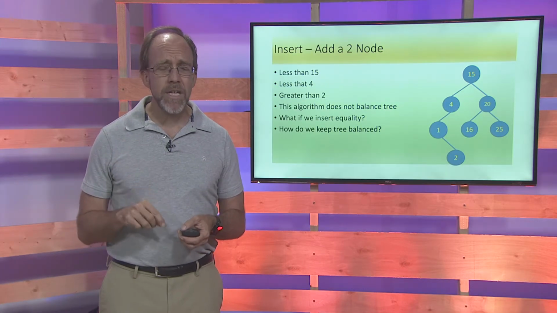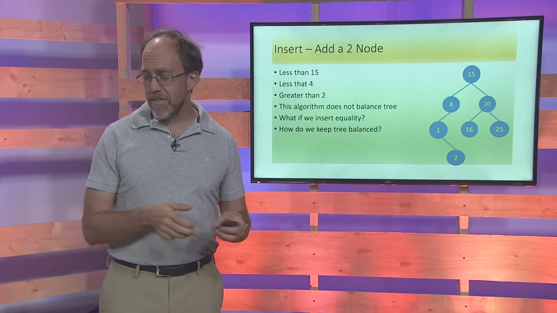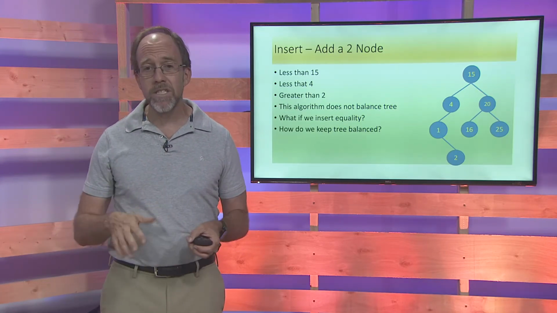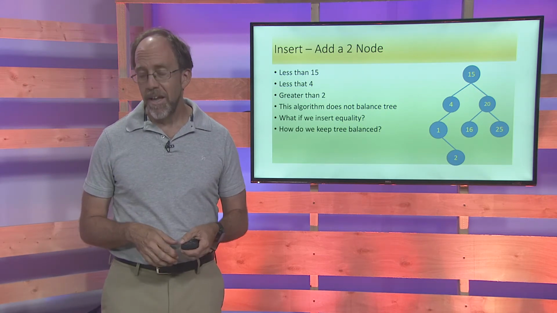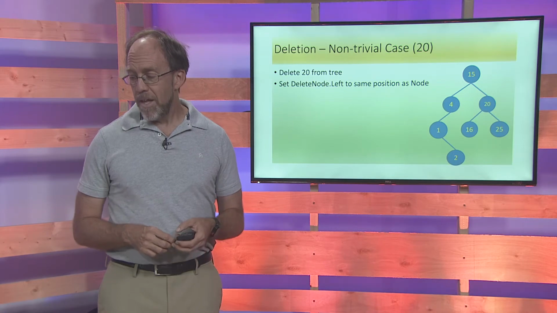But the problem here is this tree is starting to get a little bit out of balance. Now I've got the left side, which is this long line, and the right side, which is balanced out pretty nicely. I need to be able to fix that. So we're going to have to talk about how to keep these things balanced.